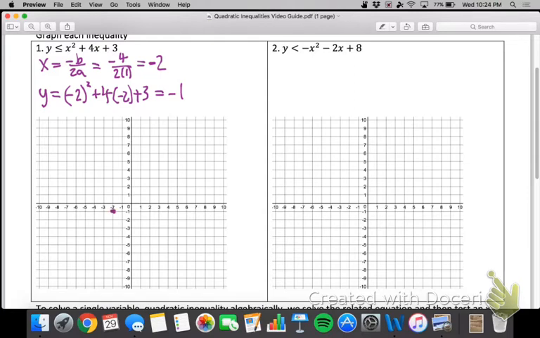Since this is in standard form, remember the plus 3 is the y-intercept. So my y-intercept is here. Then I can use the fact that parabolas are symmetric about the vertex to find the other point. This would be my line of symmetry, right? If I have a point 2 this way, and 2 that way, then I also have a point 2 that way. So we have a point here, and we can draw our parabola.